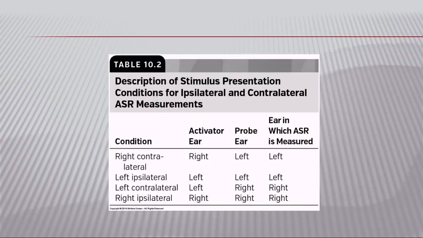There's been some controversy or debate over how to do this in the last 10 years, how to label the conditions. This is taken from both your book and also from the recent Lisa Hunter book all about tympanometry. This is the terminology you're going to use. The probe ear is where you're measuring the reflex. The activator ear is where you're presenting the sound. So, a right contralateral reflex is a stimulus right ear measuring left ear. A left contralateral reflex is stimulus left, probe right.